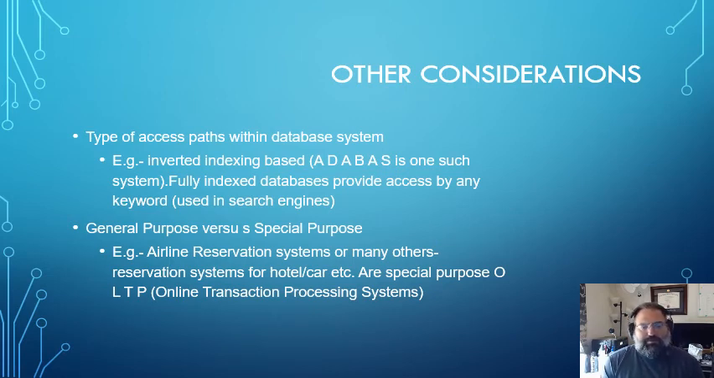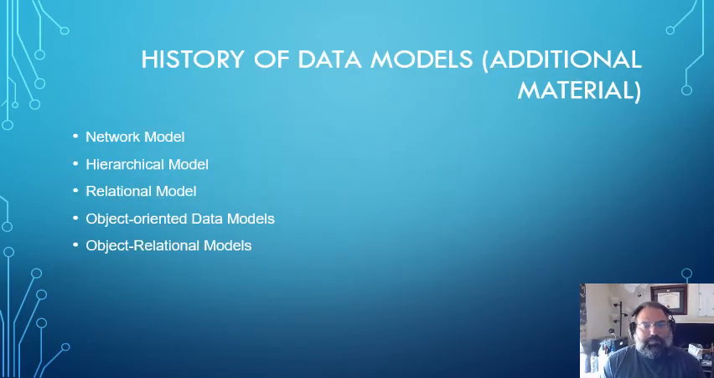So you might potentially be using something like an inverted index-based approach, or fully indexed using keywords, something used in search engines. General purpose versus special purpose. Airline reservations are going to be quite different than a traditional OLAP or OLTP system. So some additional information here.